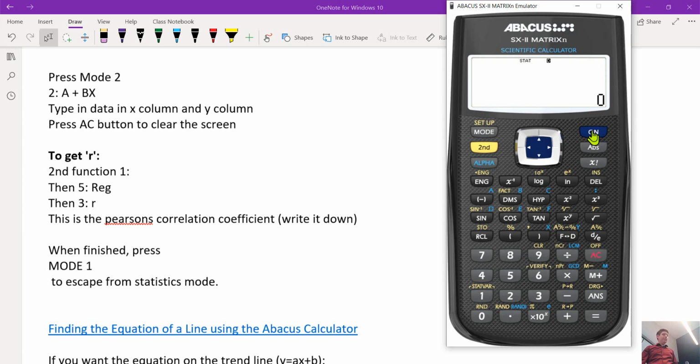So now you go second. So the yellow button, second, 1. Second 1, 5. Can you see any symbols that look familiar? So we're typing in 3 equals. That was pretty tricky.